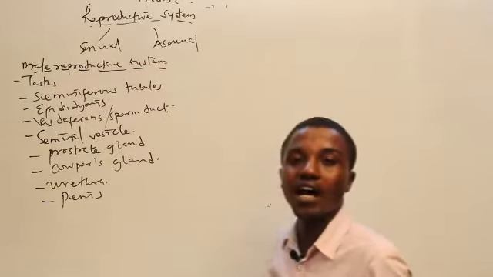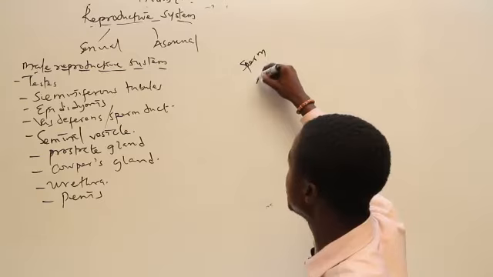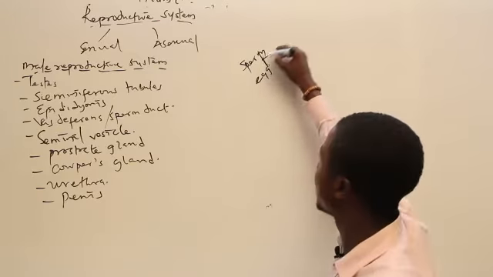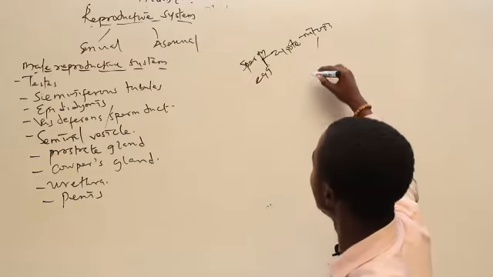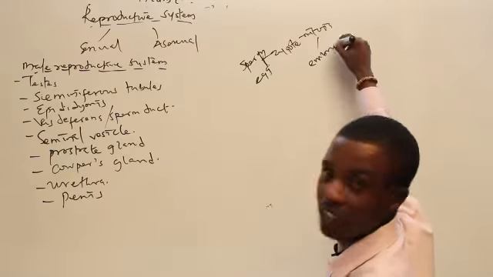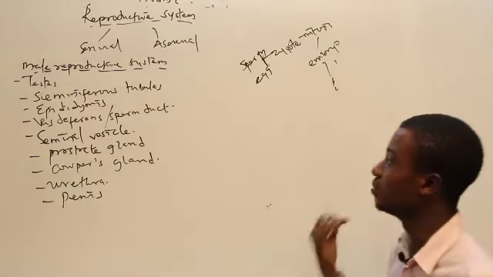Sexual involves the male and the female gamete. The male gamete is called the sperm. The female is called the egg. When they fuse together, they form the zygote. The zygote undergoes mitosis and forms the embryo. The embryo has membranes: the amnion, the chorion, the allantois, and all that. We've dealt with it in the previous classes.